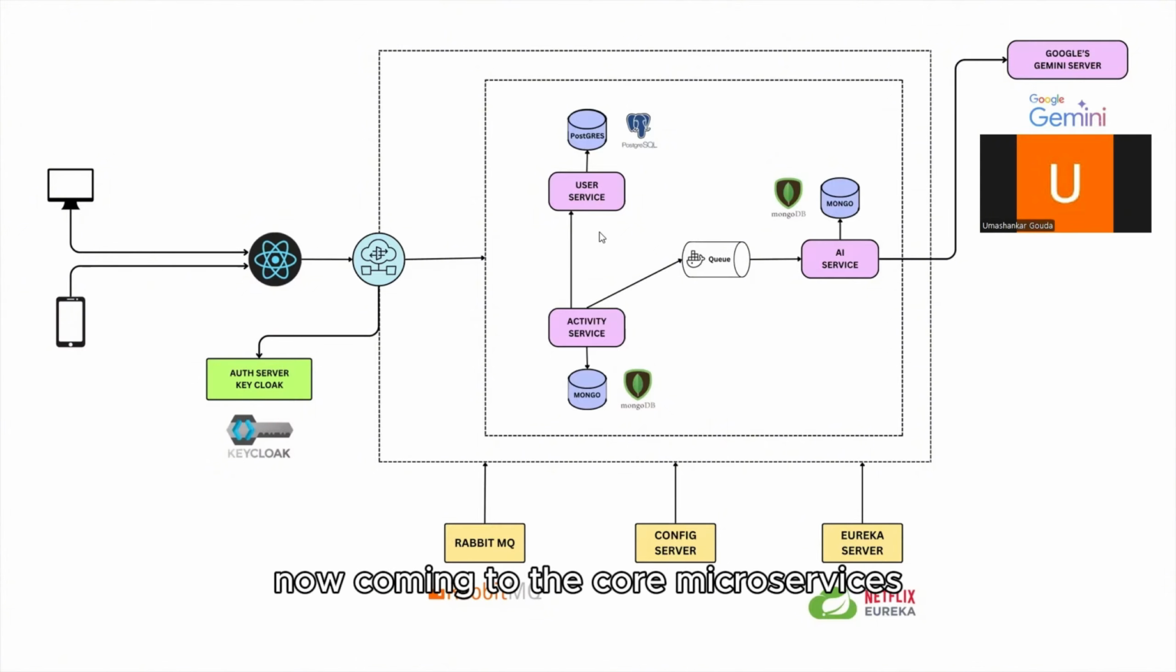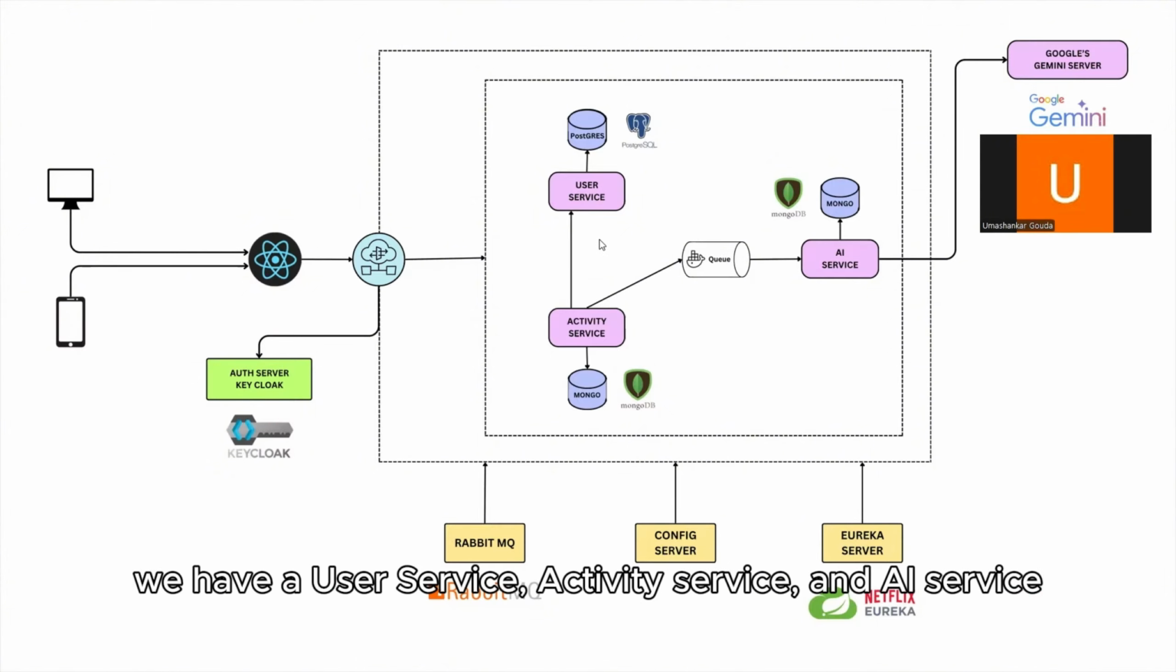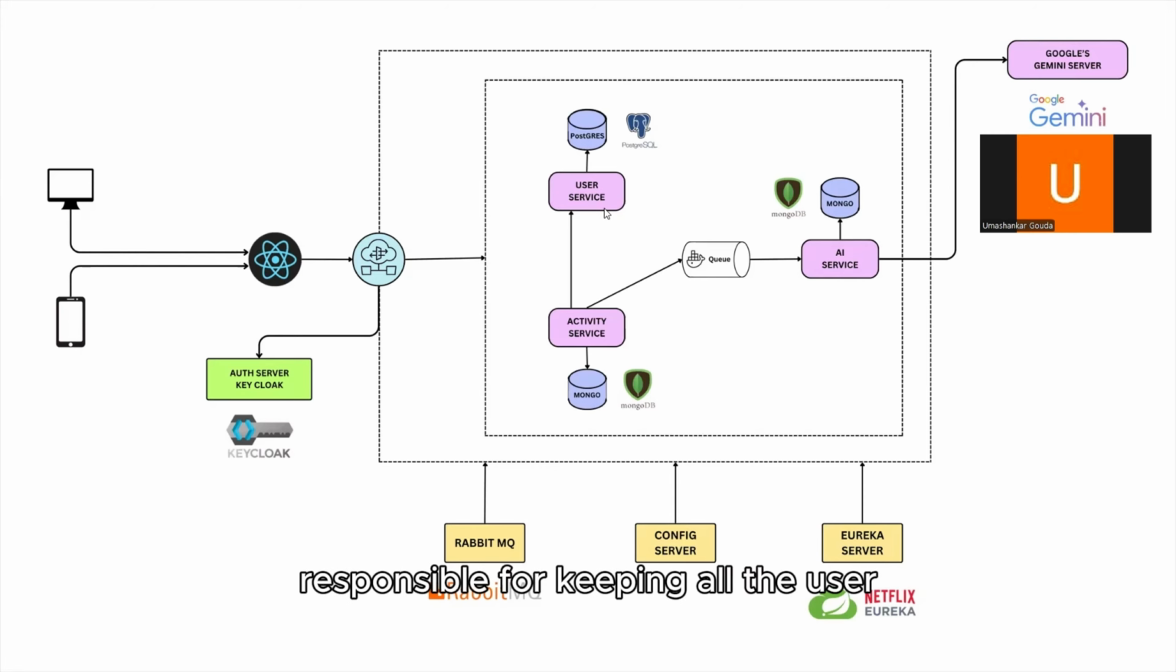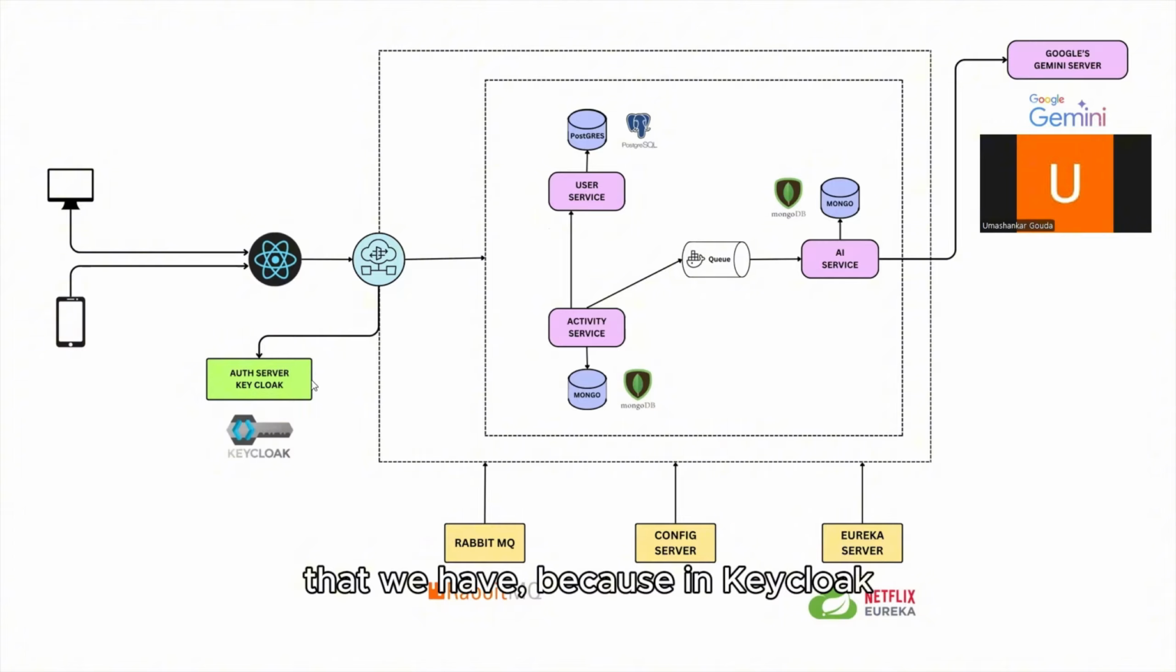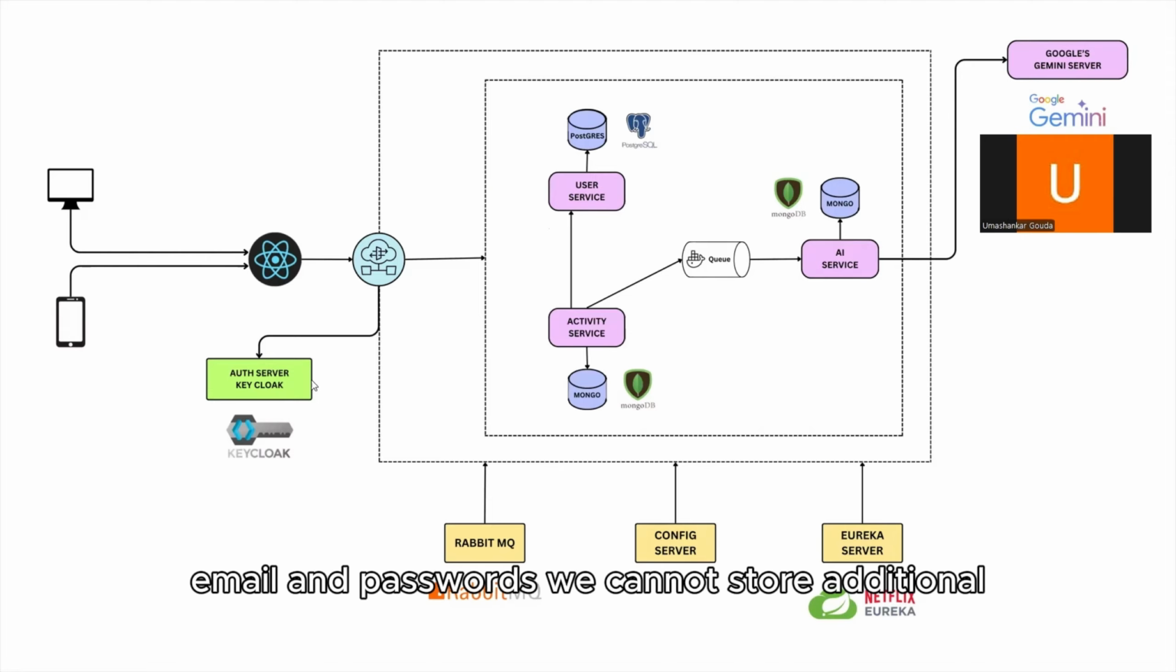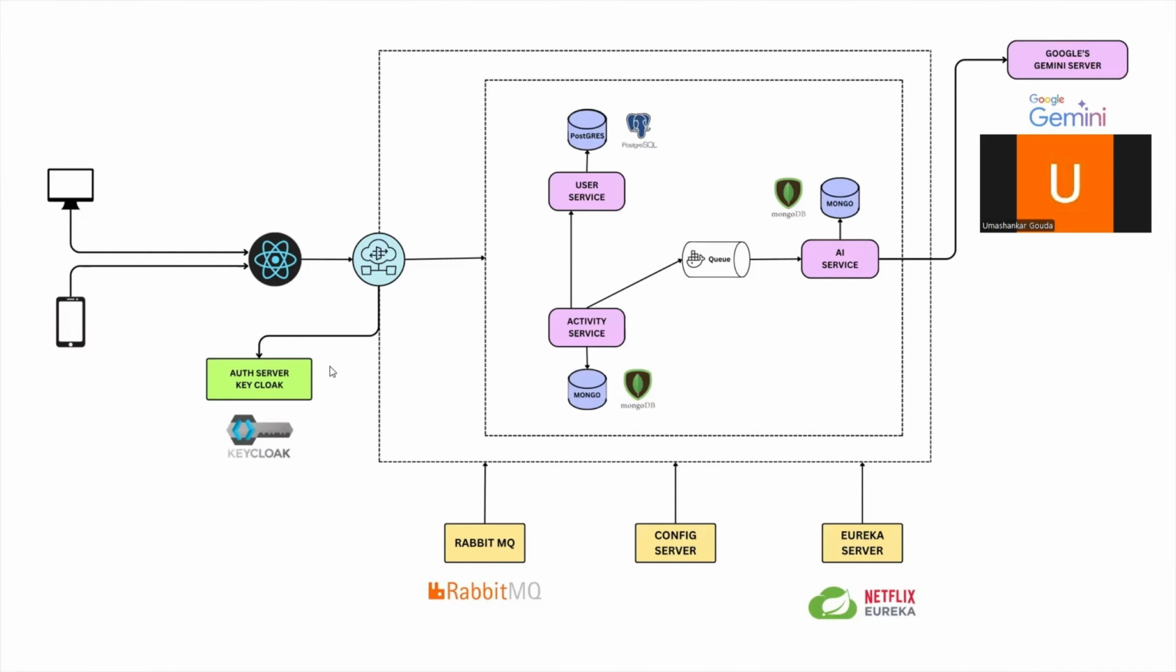Now coming to the core microservices, we have a user service, an activity service, and an AI service. The user service is responsible for keeping all the user profile information, and it is an extended version of the Keycloak that we have. Because in Keycloak, we can only store username, email, and passwords. We cannot store additional information that is useful to generate recommendations, like the user's dietary preferences, height, weight, etc. All that information will be stored in the user service.